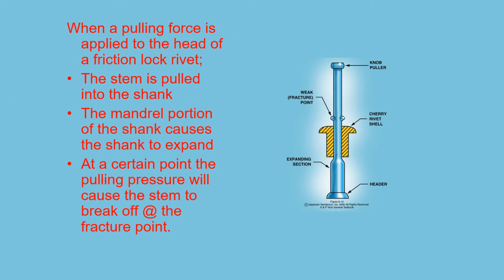When a rivet puller applies a pulling force to the rivet stem, it pulls the expanding section up into the rivet shell, causing it to expand and fill the hole. The header then forms the shop head. After a certain point, the pulling force will cause the stem to break off, and the rivet is then set.